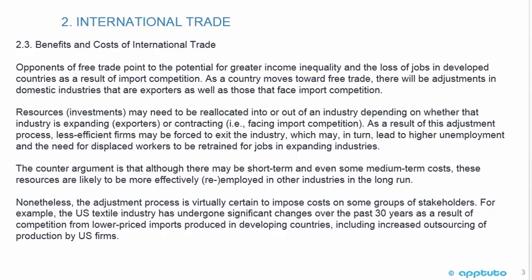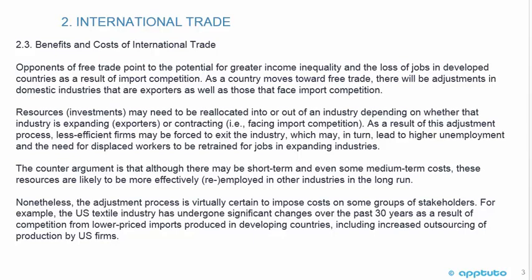The counter-argument is that although there may be short-term and even some medium-term costs, these resources are more likely to be more efficiently reemployed in other industries in the long run. Nonetheless, the adjustment process is virtually certain to impose costs on some groups of stakeholders.